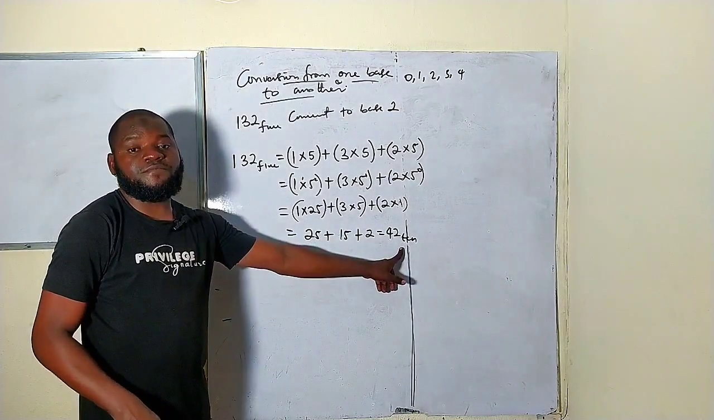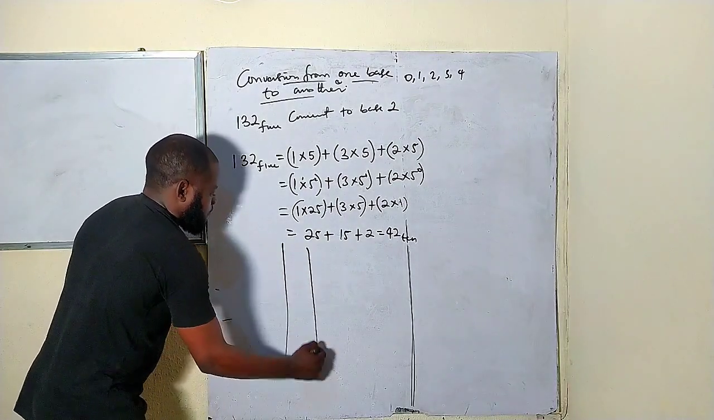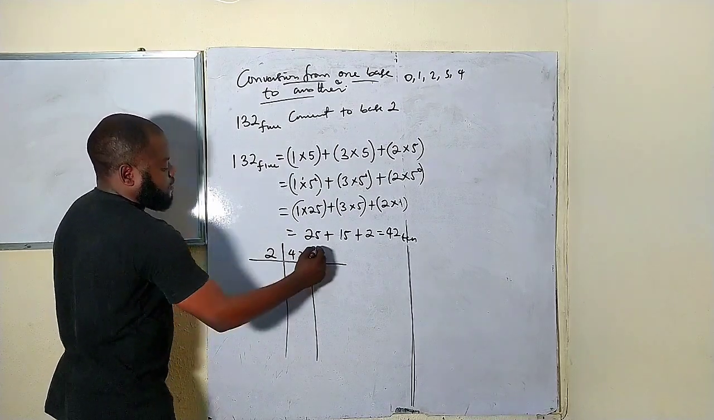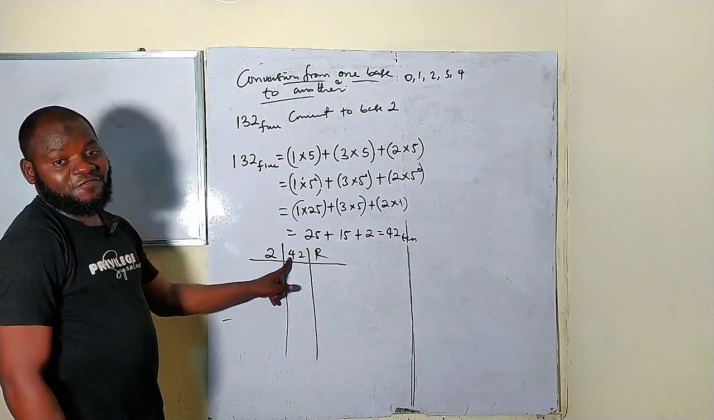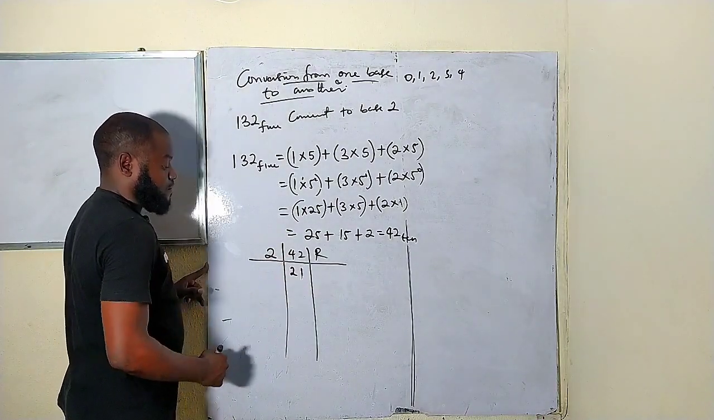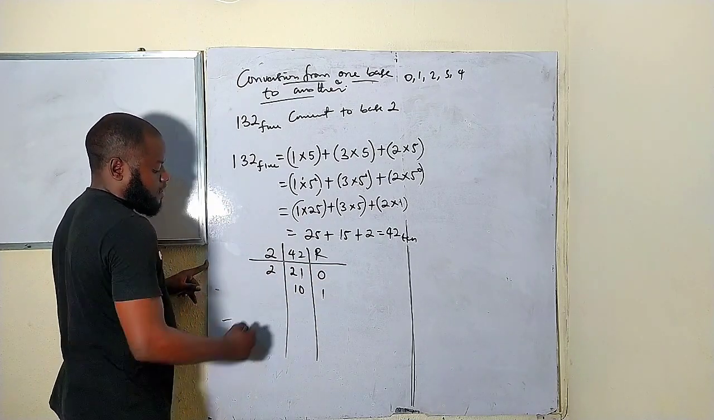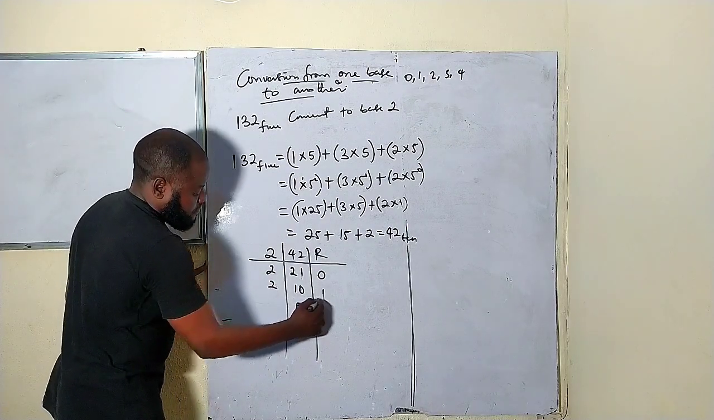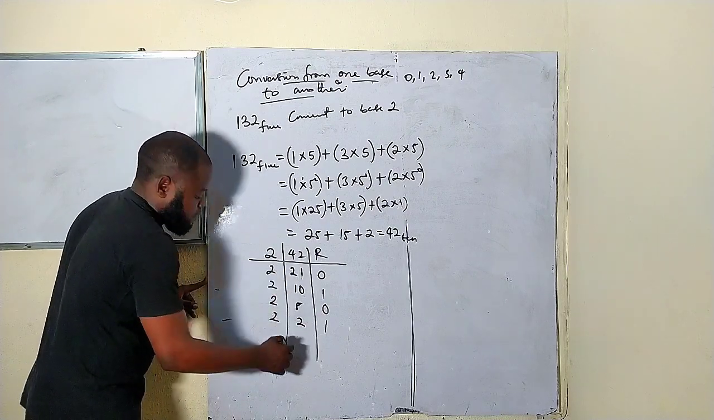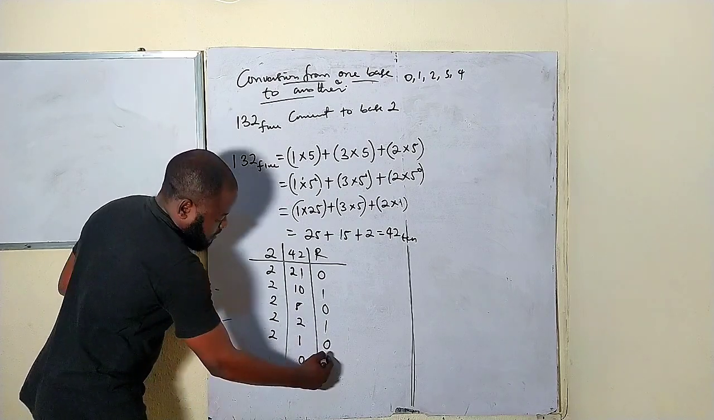So this 42 we now have in base 10, we are now going to convert it to base 2. So we just draw. The number we are converting is 42, the base we are converting to is 2, and then we have the remainder. So 2 in 42, that will give us 21, remainder 0. 2 in 21, that will be 10, remainder 1. 2 in 10, that will be 5, remainder 0. 2 in 5, that will be 2, remainder 1. 2 in 2, that will be 1, remainder 0. 2 in 1, that is 0, remainder 1.